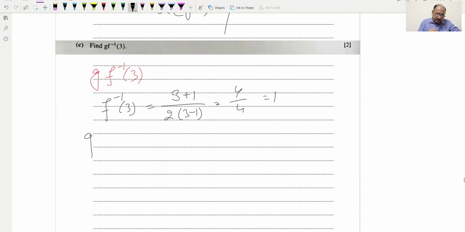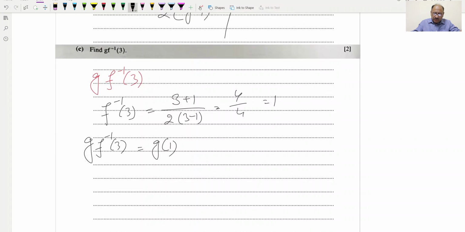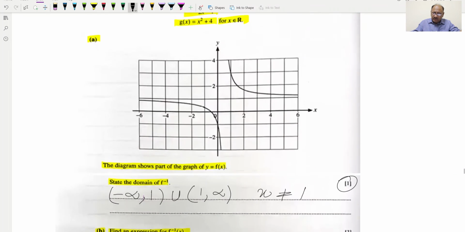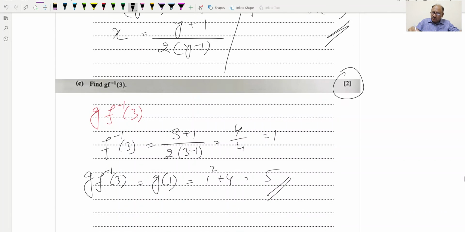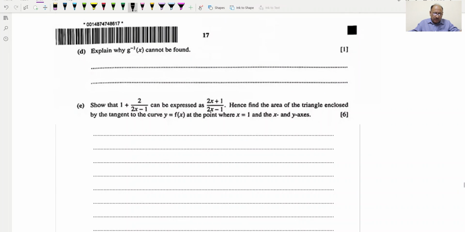Now we will replace g of f inverse of 3. We can replace this by its value, which is 1. So g of 1, and g of 1 will be what? G of x is equal to x square plus 4. So this will be equal to 1 square plus 4. So this is 5, and this is the value which was required. And this was a 2-mark question, which is done. Hopefully you understood this.